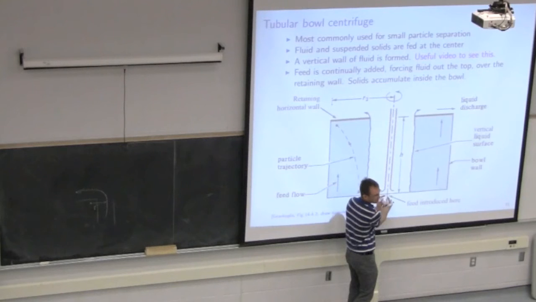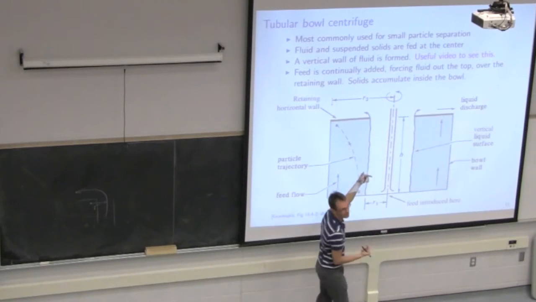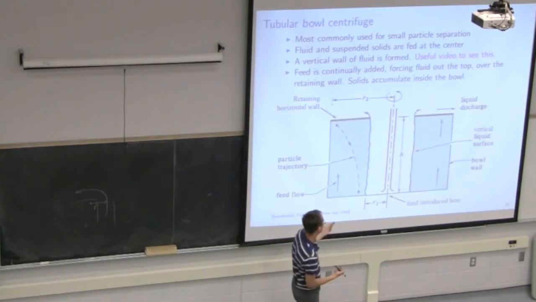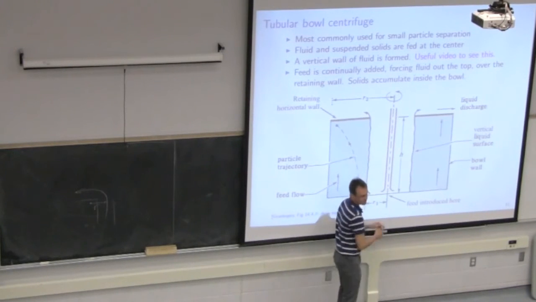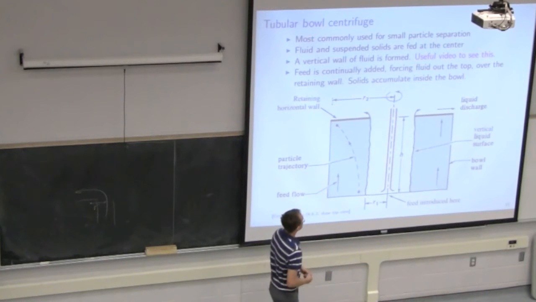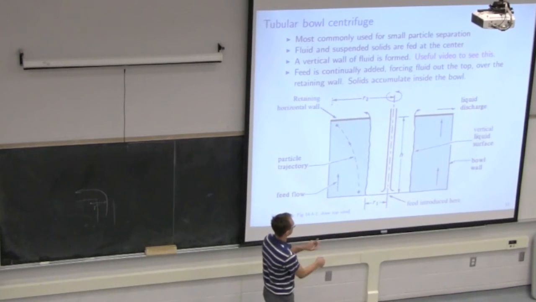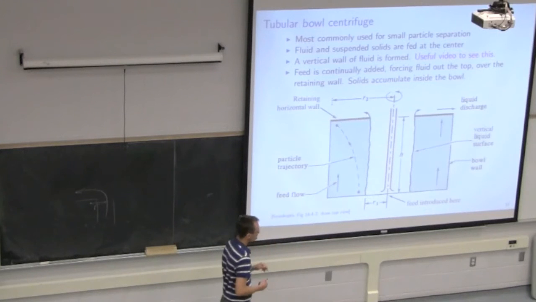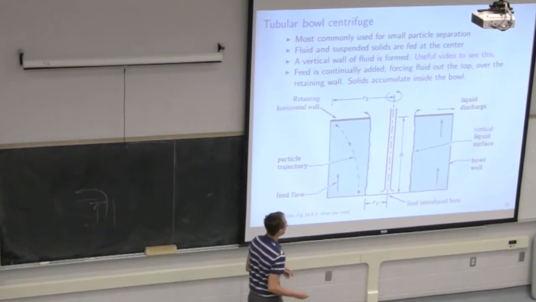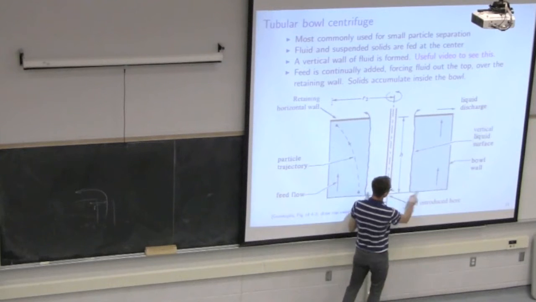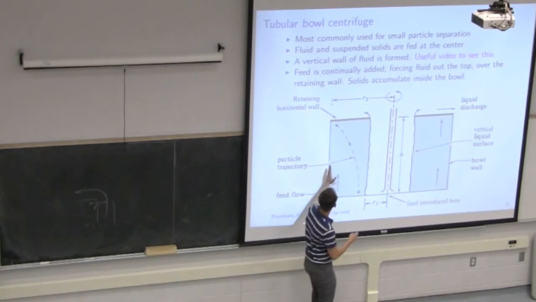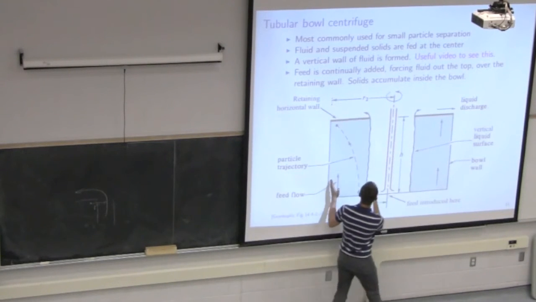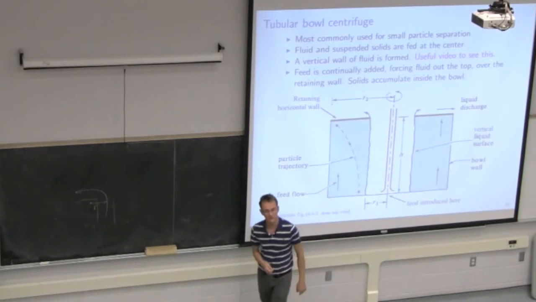I could also enter in from the bottom. The reason why I've drawn it like this is you're going to see in the video that I have in a minute why that's how the feed is entered. But equally well, just have an opening over here and you feed it. So this device is rotating around this vertical axis. So we've got spin going in this direction. And what occurs is that fluid and solid mixture immediately gets thrown out to the side with centrifugal force, and we actually get a vertical wall of liquid forming. So there's the outer container of my vessel. I form a vertical wall of liquid.